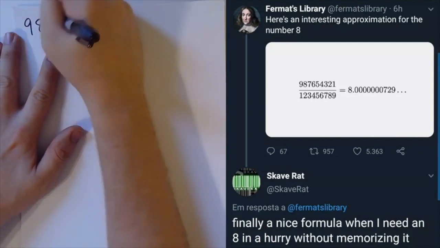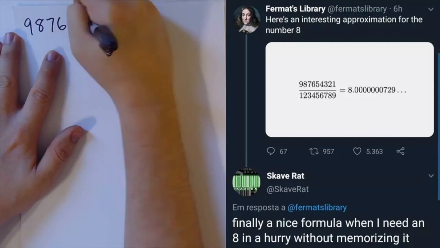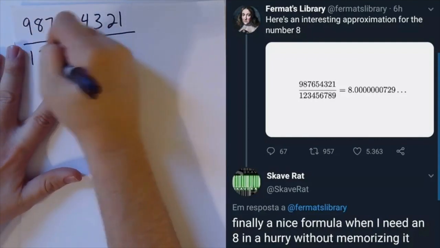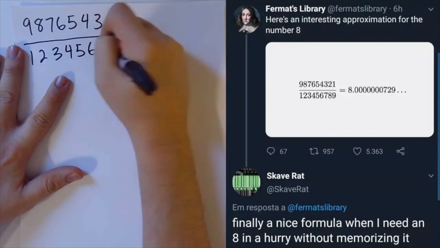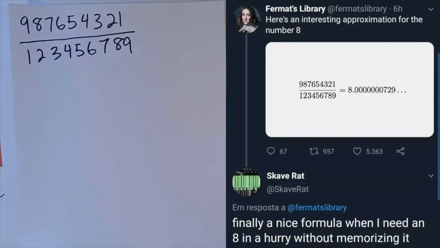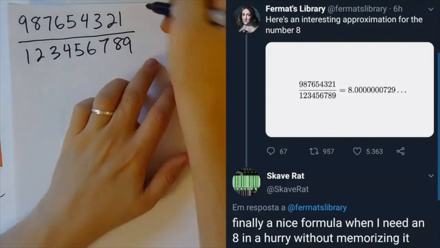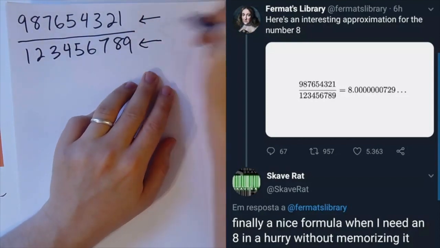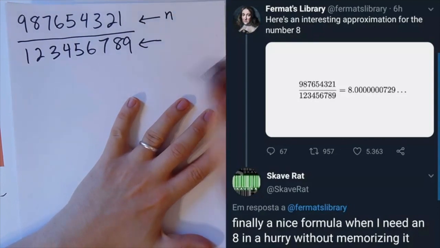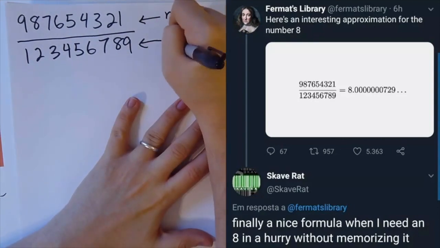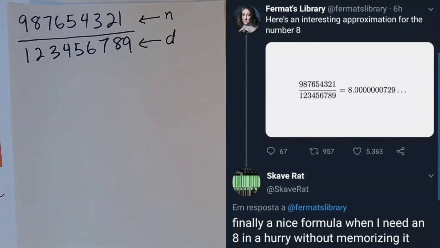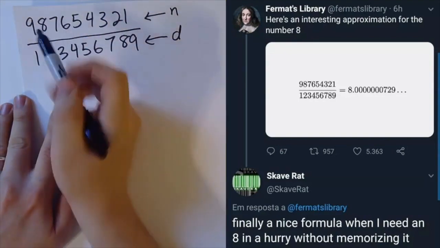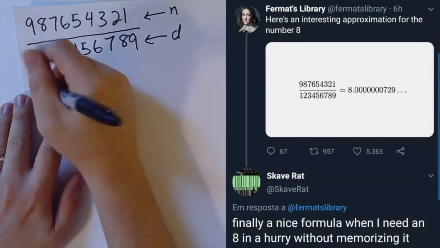So here we go. 987654321 divided by 123456789. Okay. So I'm first going to notice that I'm going to write this, of course, as a combination of two numbers. So I'm going to call the numerator n and the denominator d. I'm not being super creative here. But I want to figure out what the numerator is. So, of course, it is 987654321.